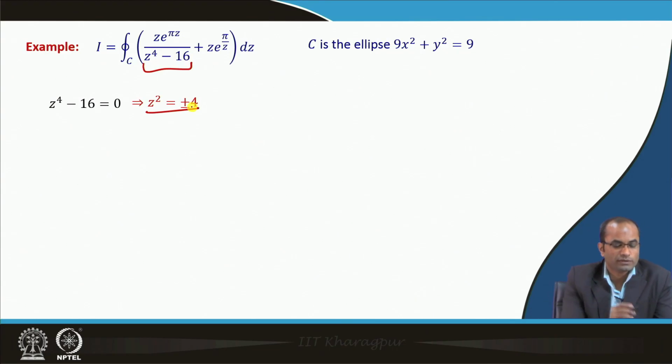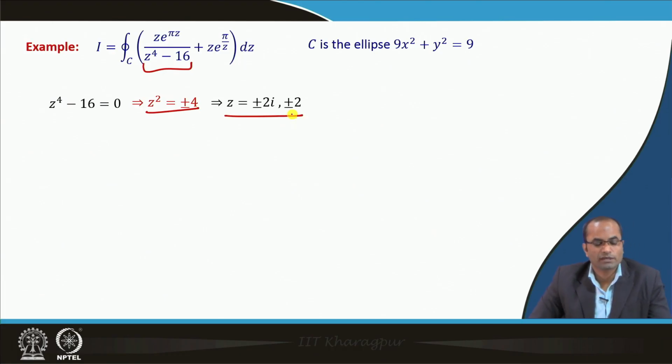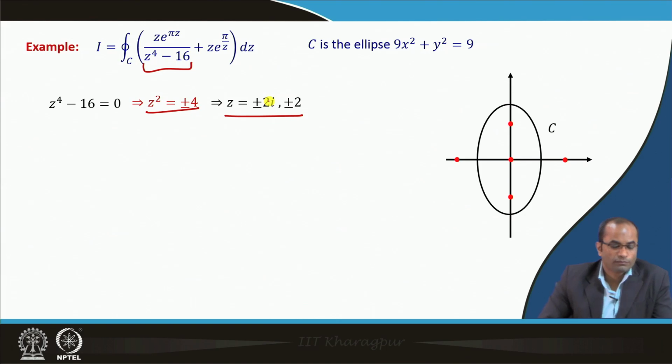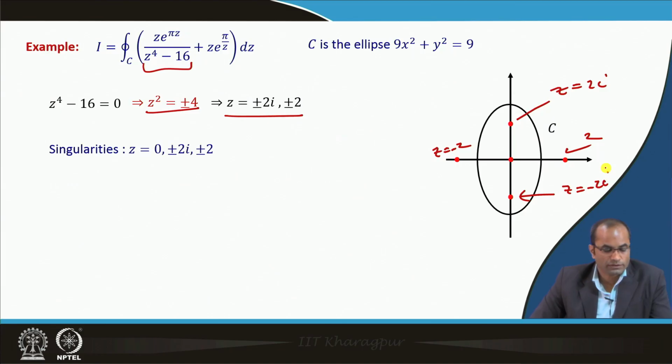16, we have z^2 equal to plus minus 4, and therefore z is plus minus 2i, and we have plus minus 2. So, these are the 4 points where this function breaks down, the singular points. So, this is z equal to 2, here we have z equal to minus 2, then z equal to 2i, and z equal to minus 2i, all these points.